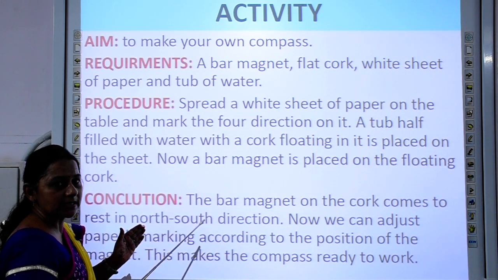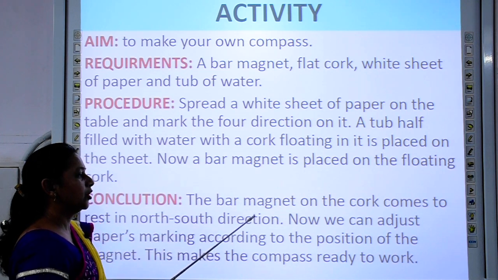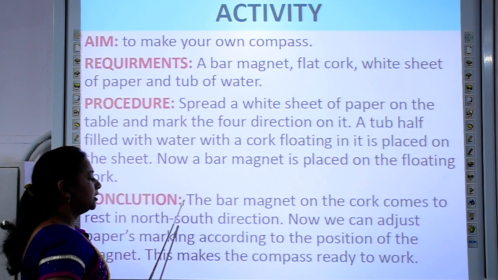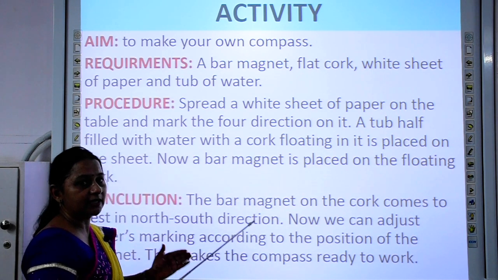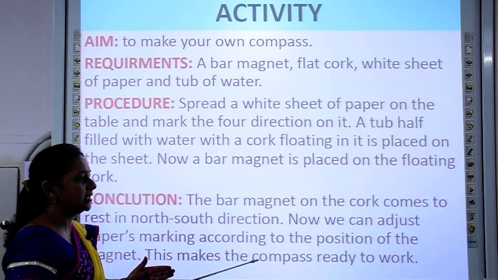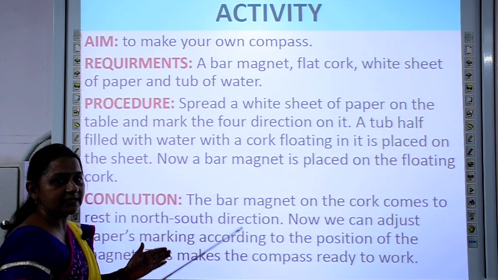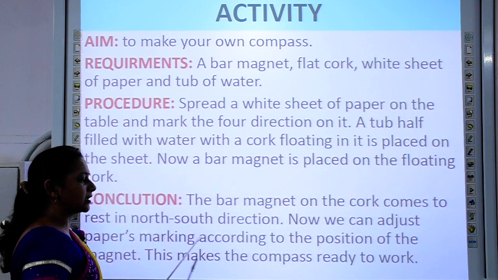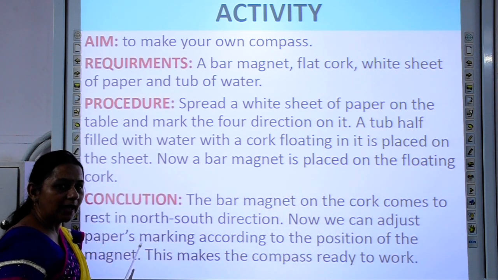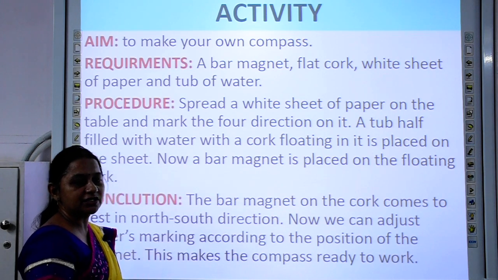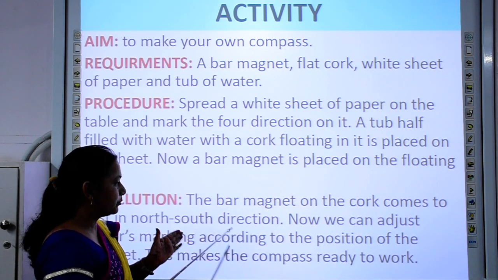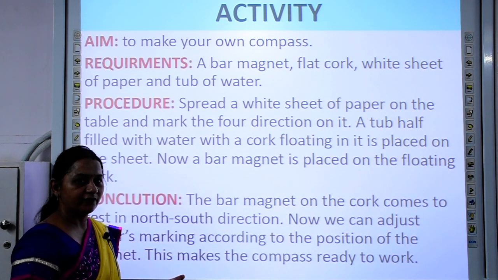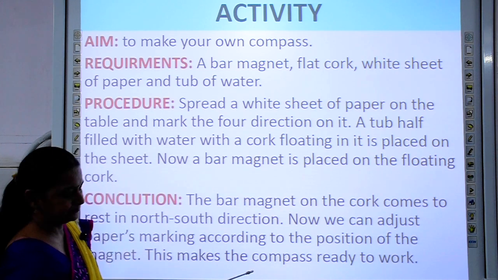When the cork comes to rest, we see that the bar magnet points in the north-south direction. Now we can adjust the paper's marking according to the position of the magnet. The magnet shows the north-south direction. Accordingly, we mark the positions on the paper, and this makes your compass ready for use.